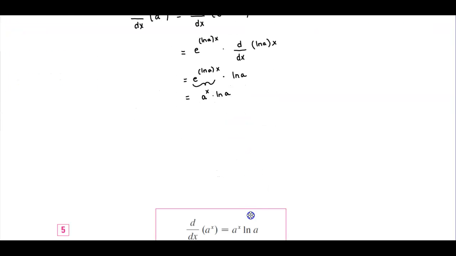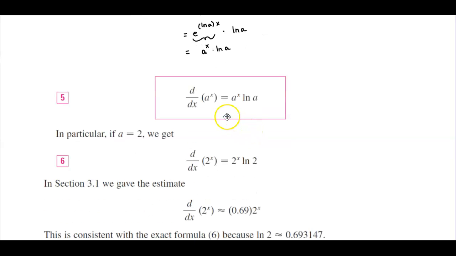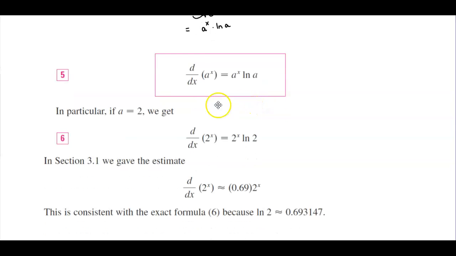So what does that give us? That gives us our new definition. When we have the derivative with respect to x of a to the x, it's going to equal a to the x times the natural log of a, where the natural log of a is a constant. So if we let a equal 2, the derivative with respect to x of 2 to the x is going to equal 2 to the x times the natural log of 2.